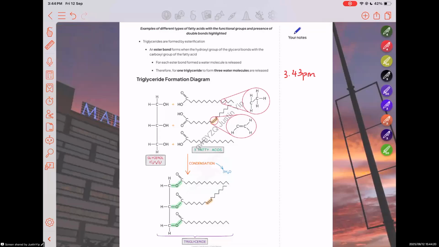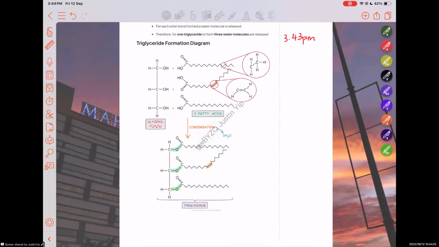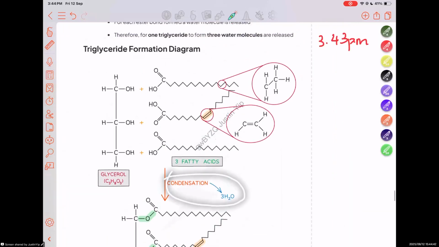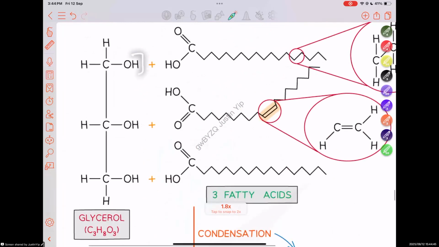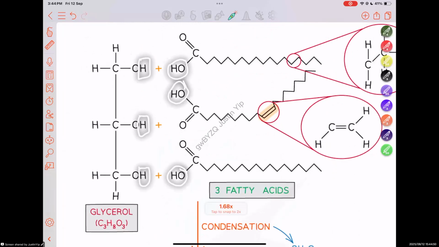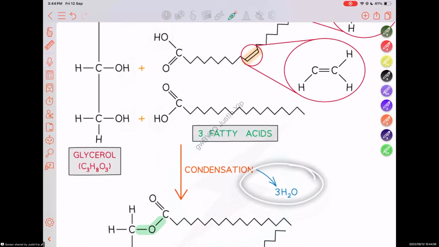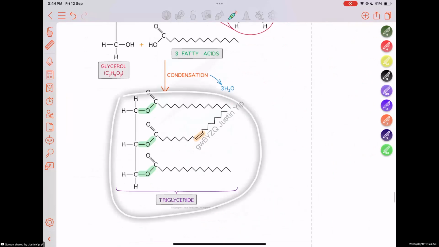Okay, then let us continue the remaining part. Same thing. Triglyceride, how do we form? You take one glycerol and three fatty acids. You combine them together by which method? Same thing, we call it condensation. So how do we do it? I throw the H here, I throw the OH here, and I form three water molecules, and I will get my triglycerides.